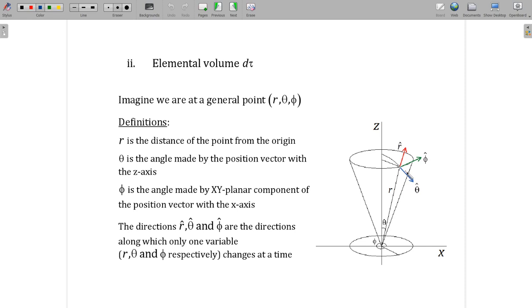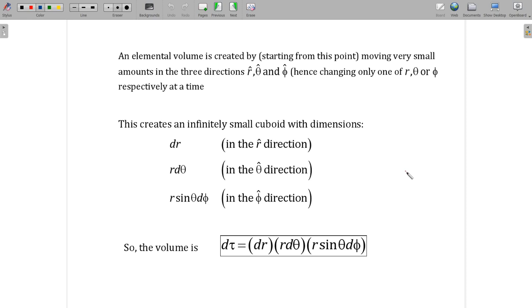This is a very, very important difference from the Cartesian system, and we need to be careful about this, because in the Cartesian system, x, y, and z cap, the three directions, are constant directions. Wherever we are, x cap always points in the same direction, and so on. Because of this difference, you might argue that if I move a particular very small distance in the r cap direction, a particular distance in the theta cap direction, and a particular distance in the phi cap direction, I will not exactly get a cuboid.